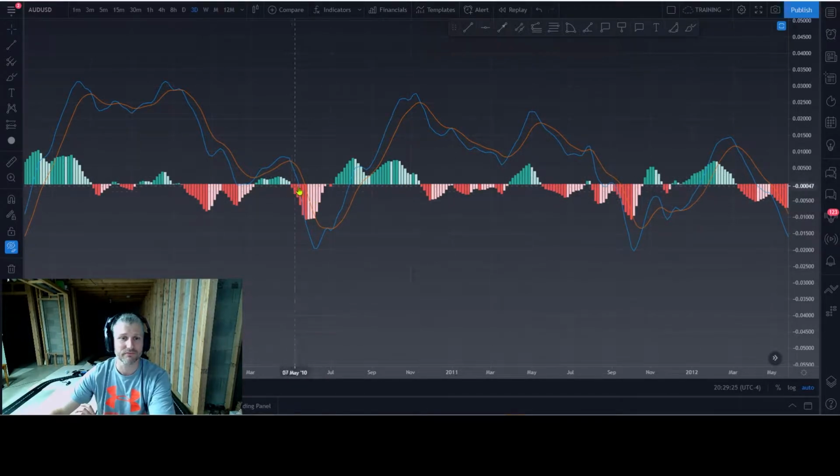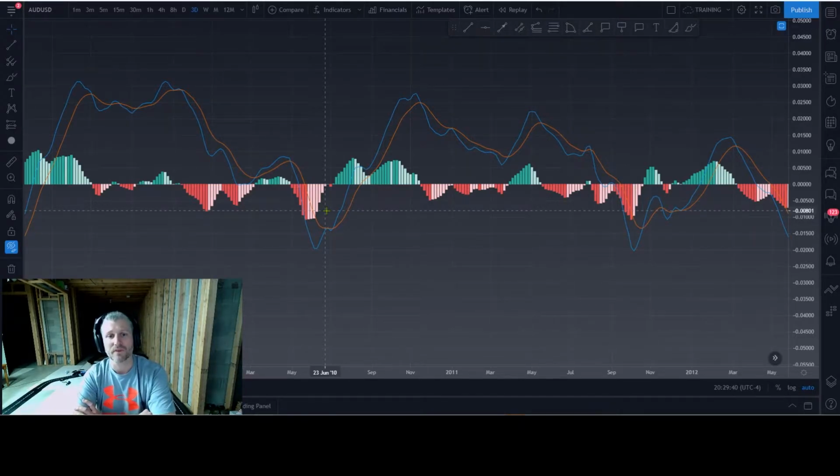Same with the red. Dark red means bears are definitely in control. As a trader, what you want to be looking for is this lighter red color. This is where bulls are starting to take back over, and this is where you want to think about getting in a trade.